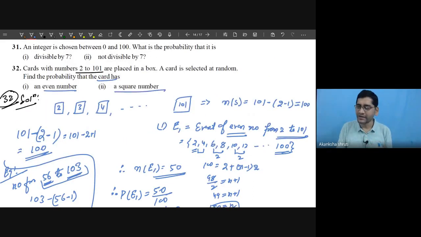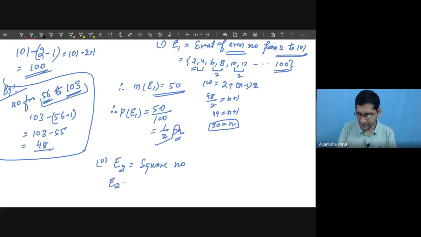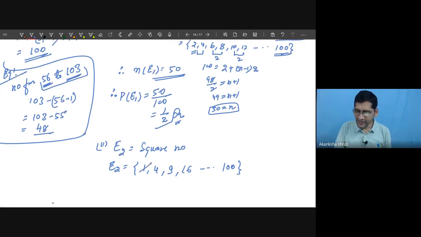A square number. Yeah, very good. The next one is our square number. This event we have to write. What can it be? A square number. 1 square is 1. Can I write this one? 2 square is 4. So I shall write 4, 9, 16, up to 100 only. Can I take 1, student? No, 1 is not marked on any card. So 1 should not be taken. Be careful for this.